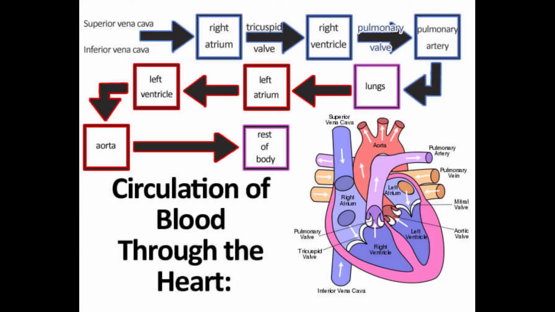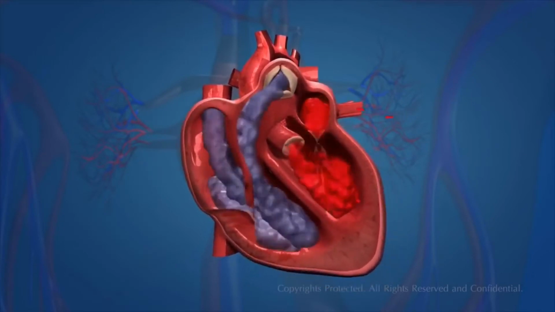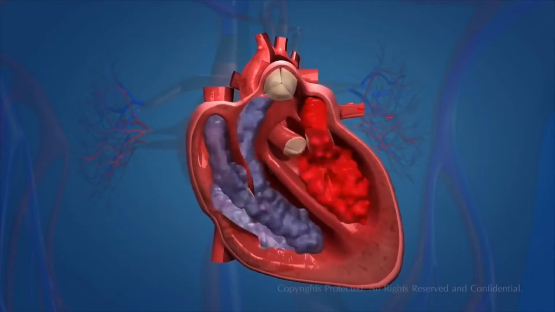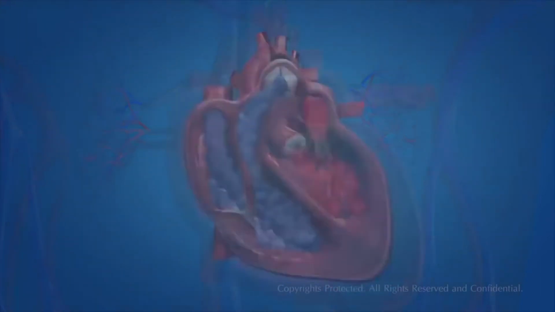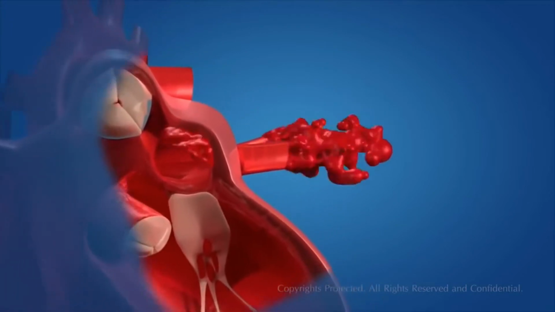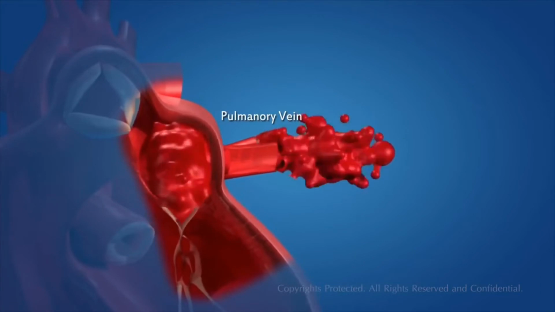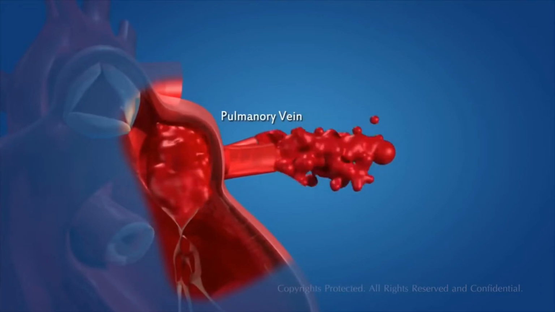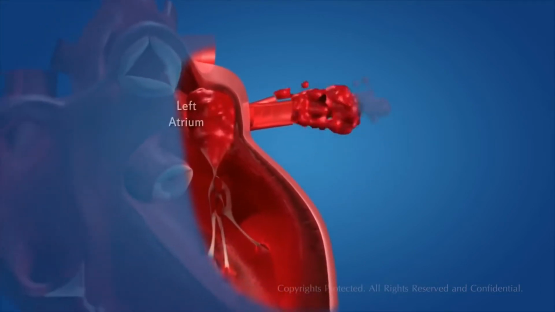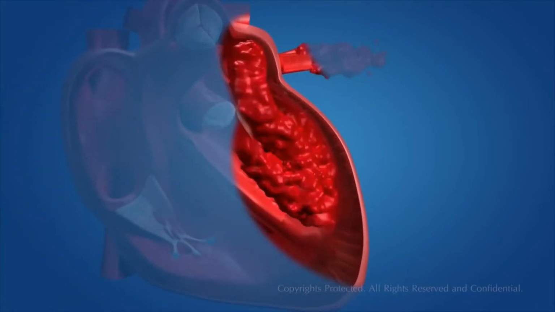Children, now we'll see the process of blood circulation in the human heart. The process starts when the pulmonary veins bring oxygenated blood from the lungs to the heart, into the left auricle or left atrium. Then the left atrium contracts and pumps the blood into the left ventricle.